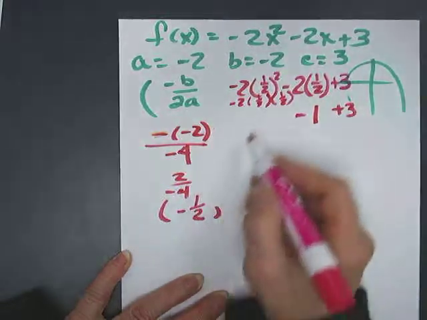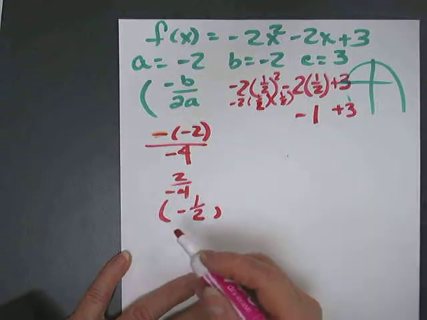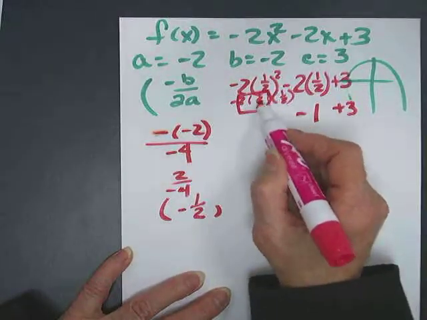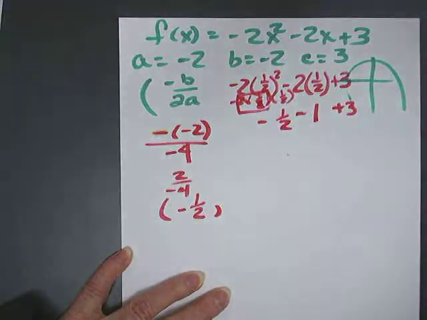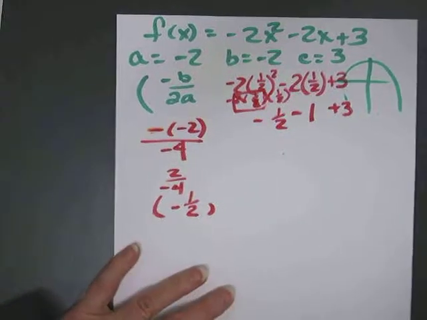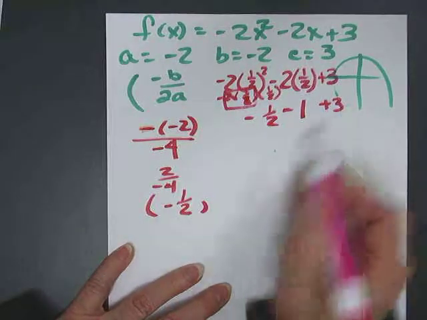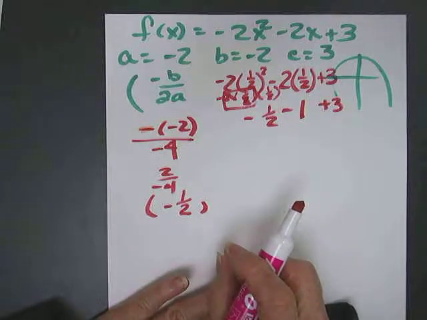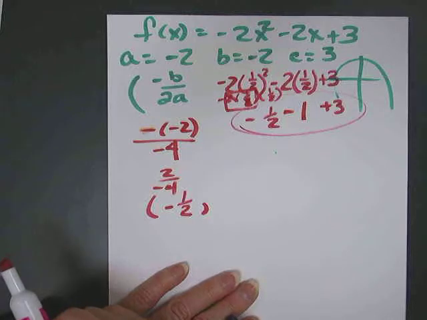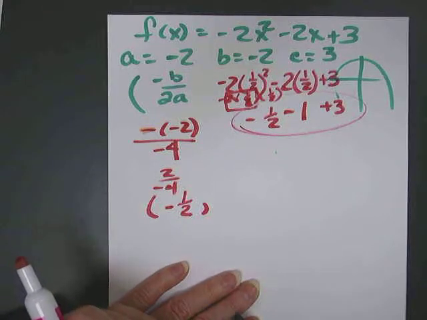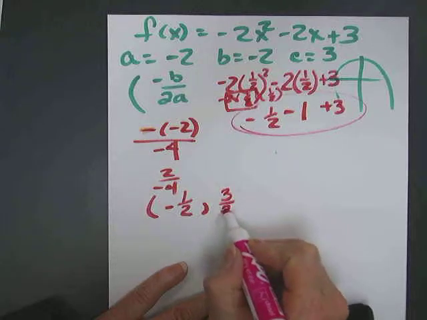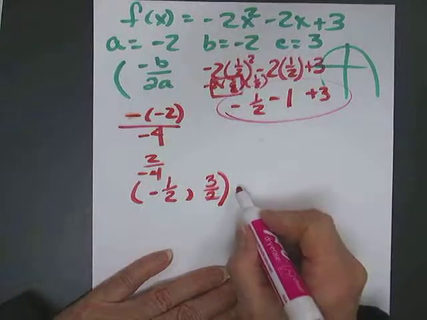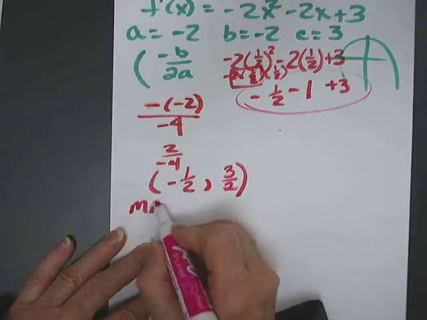To get the y coordinate, we plug this into the x's. So we have negative 2 times negative 1/2 squared minus 2 times negative 1/2 plus 3. Two times 1/2 is just 1, right? That one was easier. This is negative 2 times 1/4, really. 2 times 1/2, that much of it is 1, so it's negative 1/2.